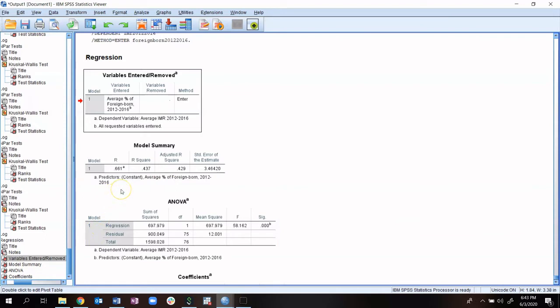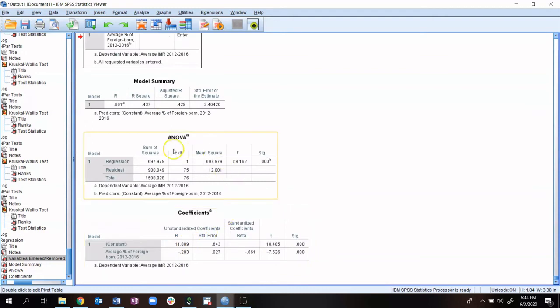Since there's only one variable in our model, this is the proportion of variation in infant mortality rates that is explained by the percentage of residents that are foreign-born. So almost 43%. And then in our ANOVA, we're simply looking to see if this model is significant. It is. We determine that by the significance column here. It's 0.000, which means that there is.